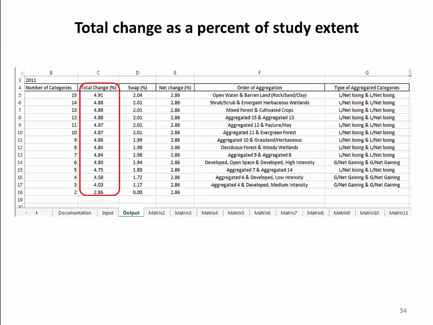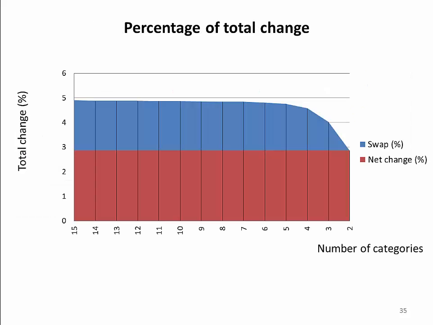In addition, we can also see the total change decreases gradually from the original 4.91% to the final 2.86%. The output sheet also has a chart of percentage of total change at each aggregation step. Our results show that total change begins to shrink sharply when there are 5 categories. This result helped us to decide to aggregate our data to 5 categories. You can choose the number of categories according to your own data.